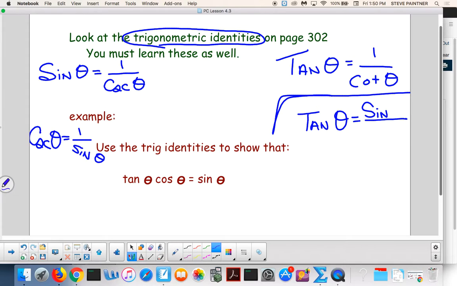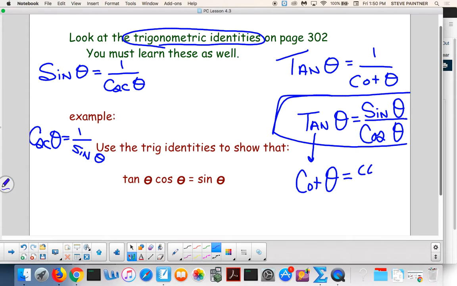Sine over cosine, yeah. Please write these down. I'm just trying to get you some basic ones. And then, if that's what tangent equals, what does cotangent equal? Yeah, cosine of theta over sine of theta. These are called the quotient identities.